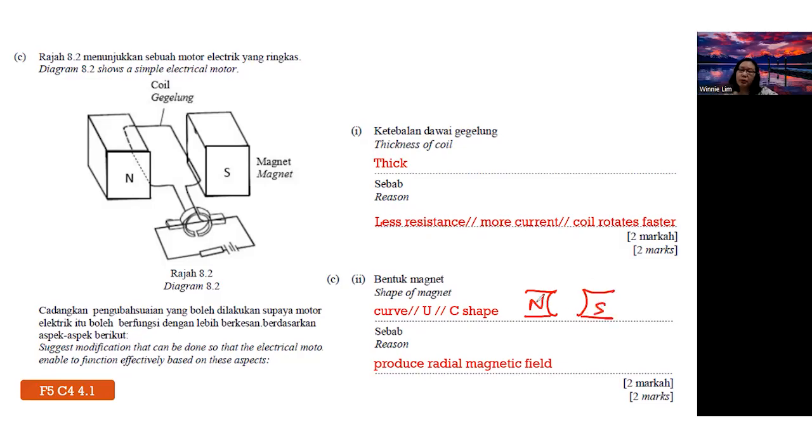Then the reason, produce radial fields. Okay, or you draw out again. Yeah, so sometimes they will just accept, or how you all draw this.